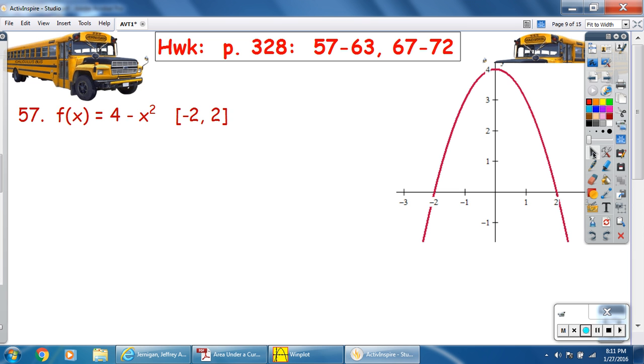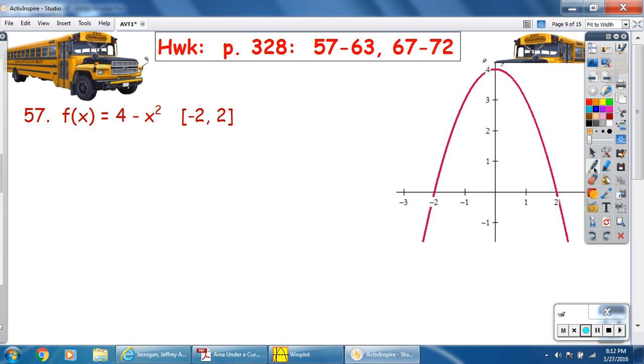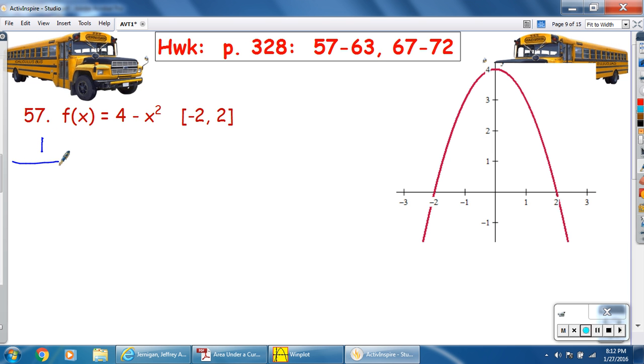Alright, so let's start with the first problem, number 57. We're finding the average value of 4 minus x squared from negative 2 to 2. So our formula says that we're going to do 1 over b minus a, so 2 minus negative 2, times the integral from negative 2 to 2 of 4 minus x squared dx. When we do 1 over 2 minus negative 2, we get 1/4.